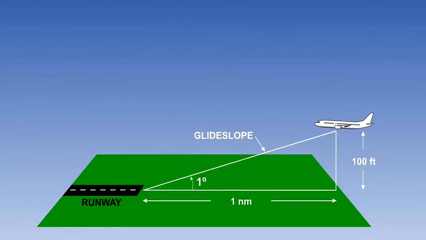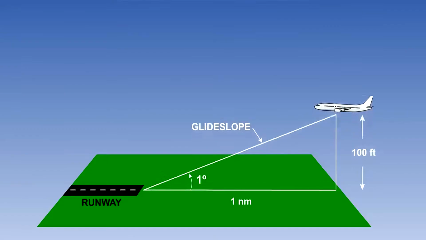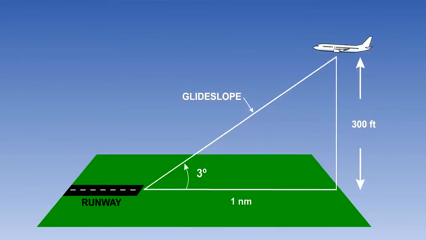From now on, we will use the term mile to mean nautical mile for brevity. Statute miles are rarely used in aviation. Most glide slopes are set at 3 degrees or some angle close to it. So, if 1 degree gives 100 feet at 1 mile, 3 degrees will give 300 feet at the same range.